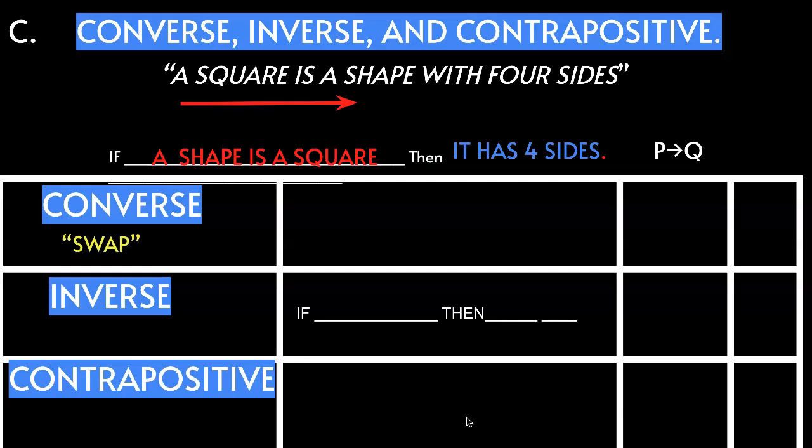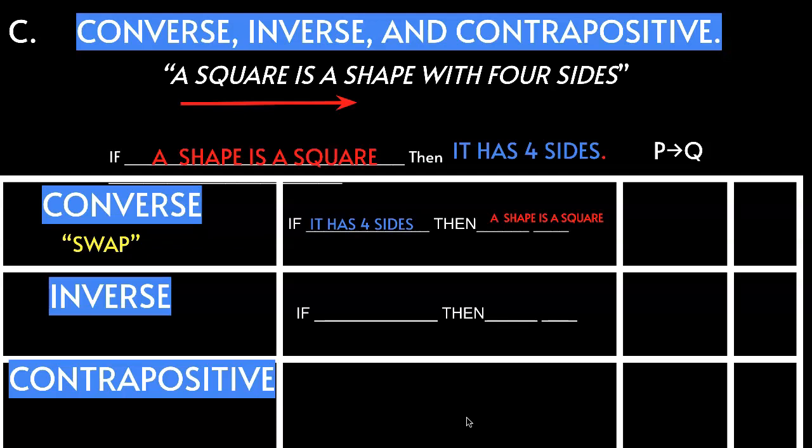Now converse, I like to call it the swapper. And you might want to write that word swap under there on your note card. So when you're doing your Delta Math and it says write the converse, you go, oh, I just need to swap the if and the then. So the blue will come first. If it has 4 sides, then a shape is a square.